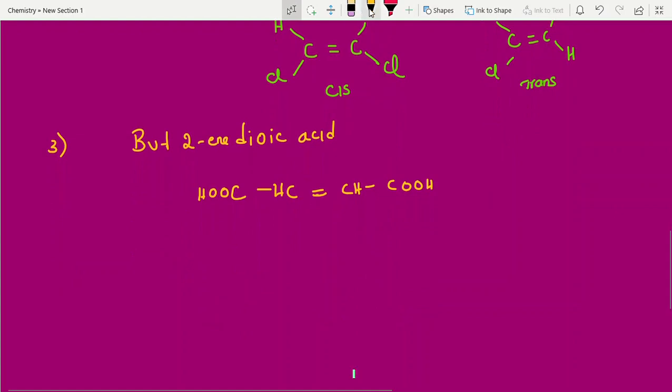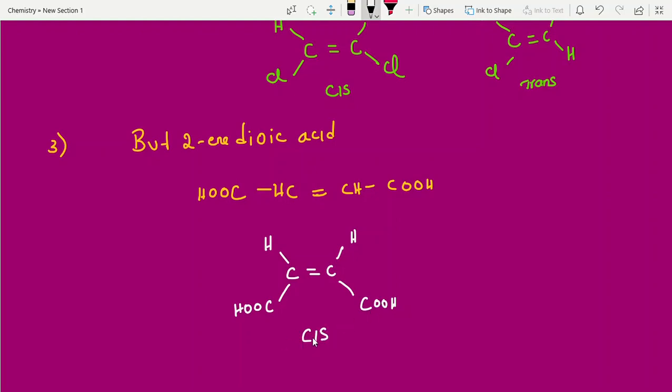Is it possible? Yes, you can write along with me. C double bond C, and what is this? It has hydrogen and COOH group on each carbon. This we call cis but-2-ene dioic acid. This is the cis form. Generally, the common name of this cis form is maleic acid. Next, the trans one. Can you write the trans one, students? It has hydrogen, exactly opposite you can write. The trans one, what is the common name? We call it fumaric acid.